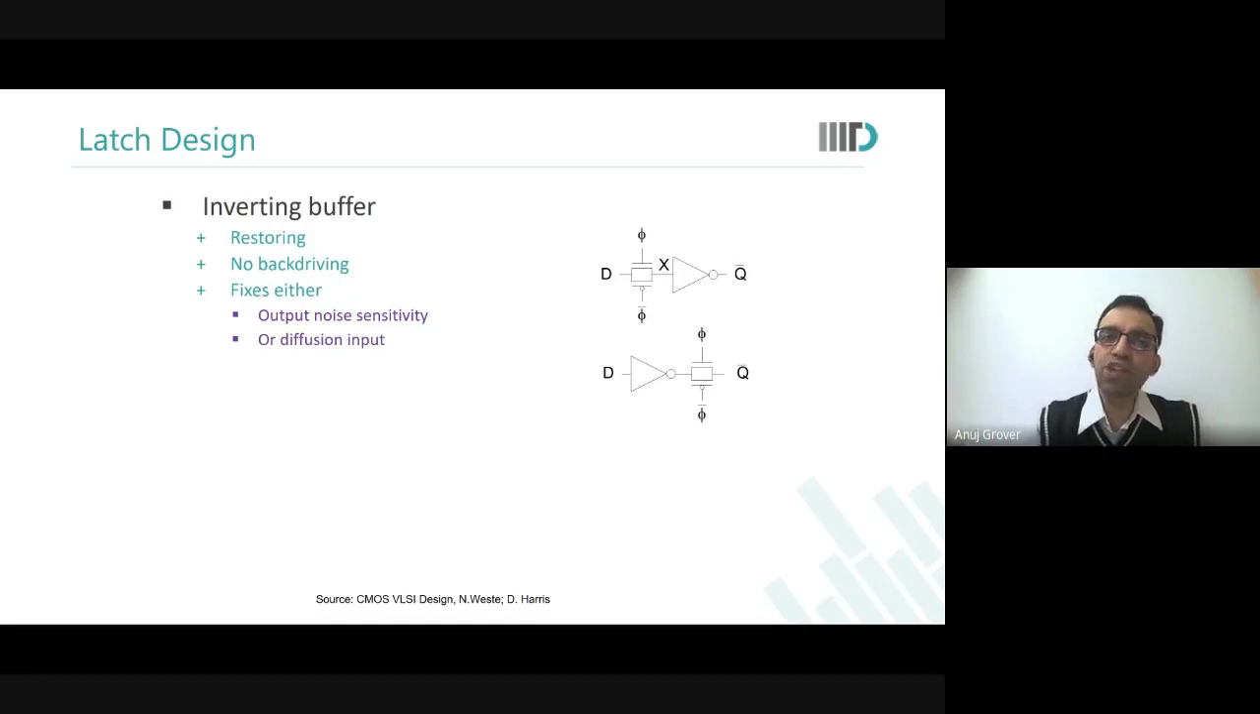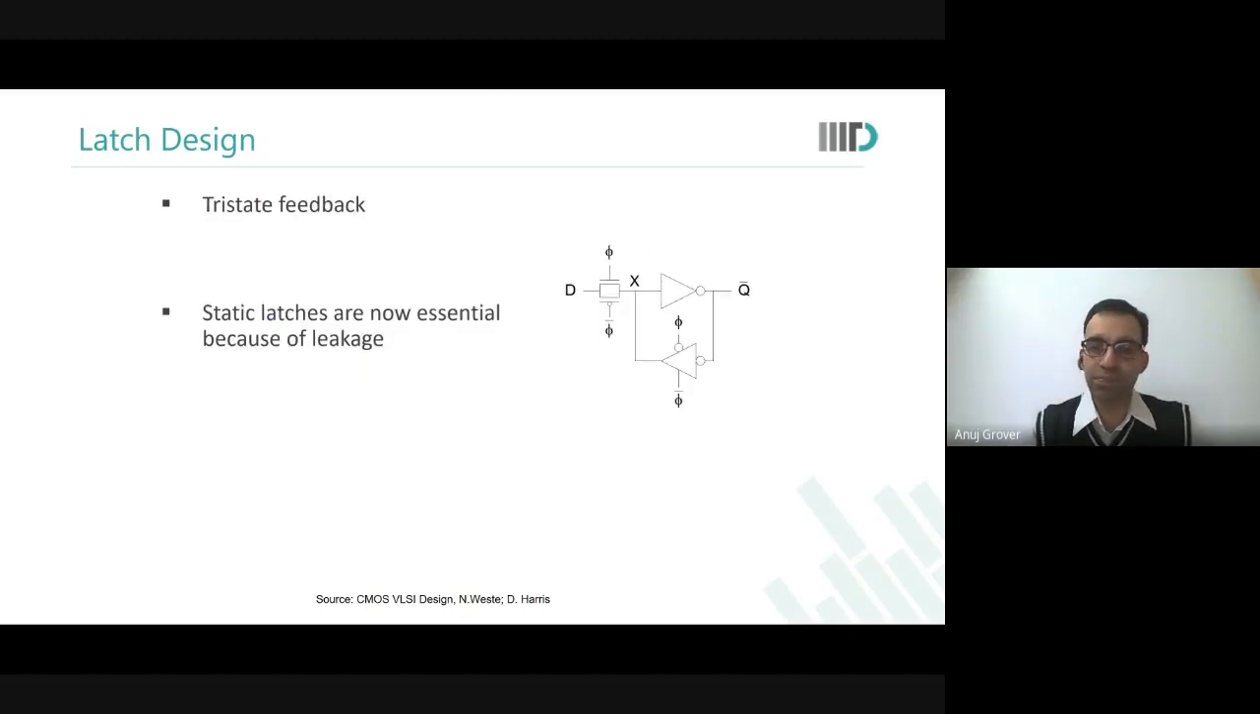And then it takes care of either output noise sensitivity or diffusion input. If I have it like this, it takes care of diffusion input. If I have it like this, then my output noise is kind of taken care of because of the inverter being there. Okay. My output is inverted, which is okay. I think we can always use that. Or we can say this has some more delay, but that's okay. That's not really that big a challenge. That can be managed.